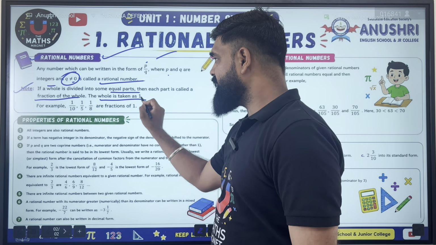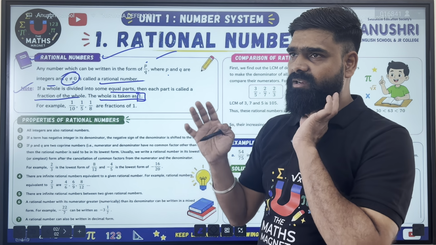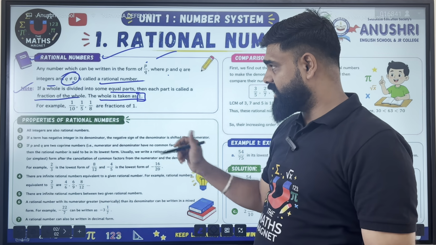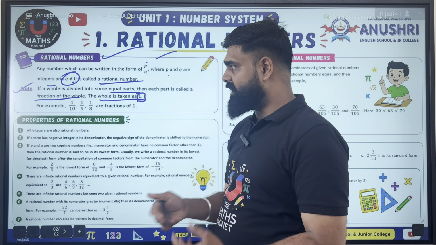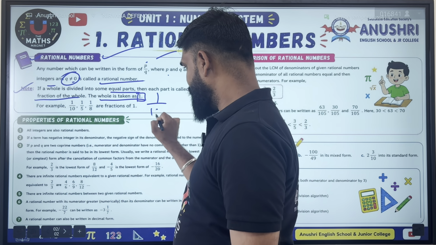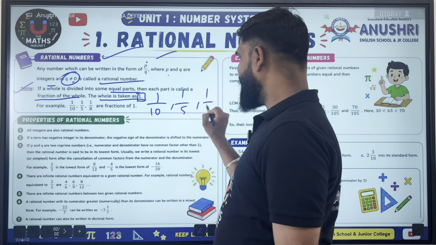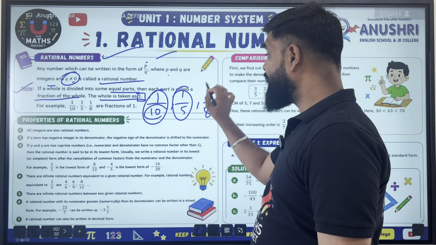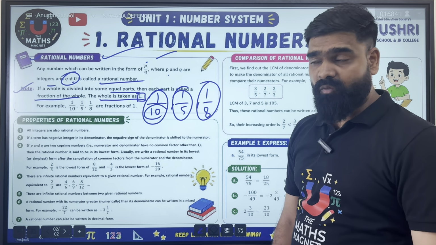If the whole is taken as 1, then whole numbers are 0, 1, 2, 3 and so on, and these are not fractions here. So we are going to take one example here. For example, 1 by 10, 1 by 5, 1 by 8 are fractions of 1. These numbers are fractions of 1.